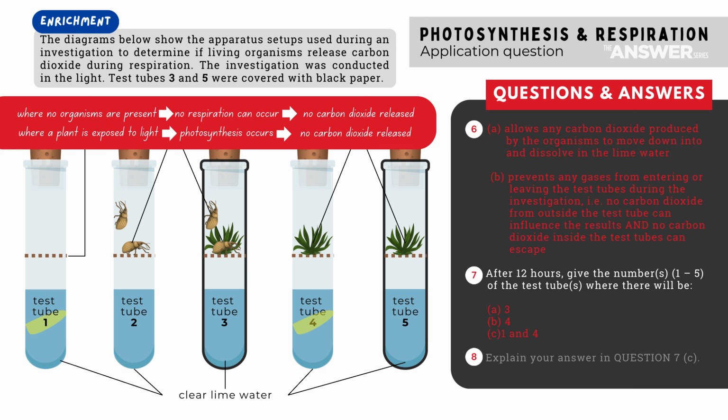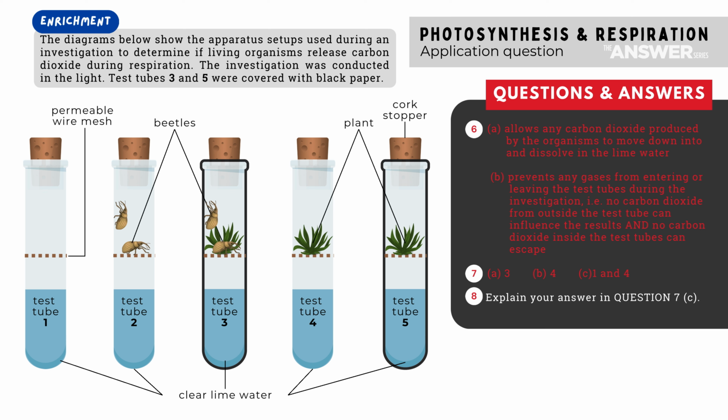So that is true for test tube 4. Question 8. Explain your answer in question 7c. Now, we've already done that as part of our reasoning to actually get to the answer, but note now that you've listed 2 test tubes. You've said the answers are test tube 1 and 4, so your explanation in question 8 has to be for both test tubes individually. So it can count a number of marks because you have to explain your reasoning for test tube 1 and test tube 4.